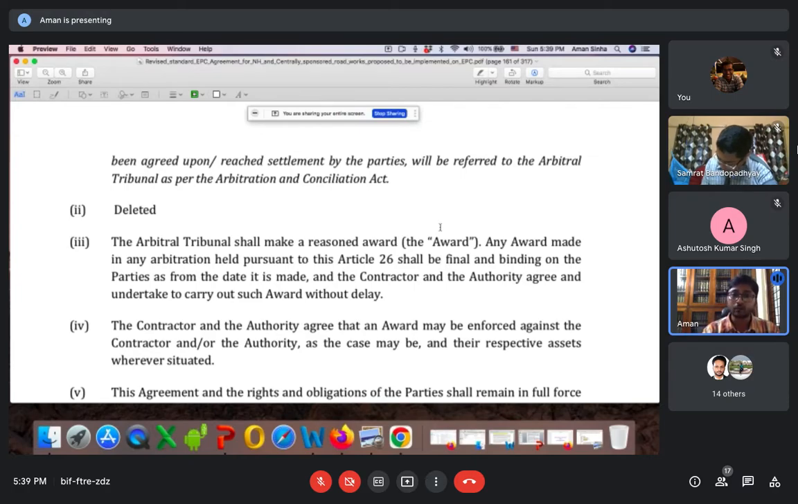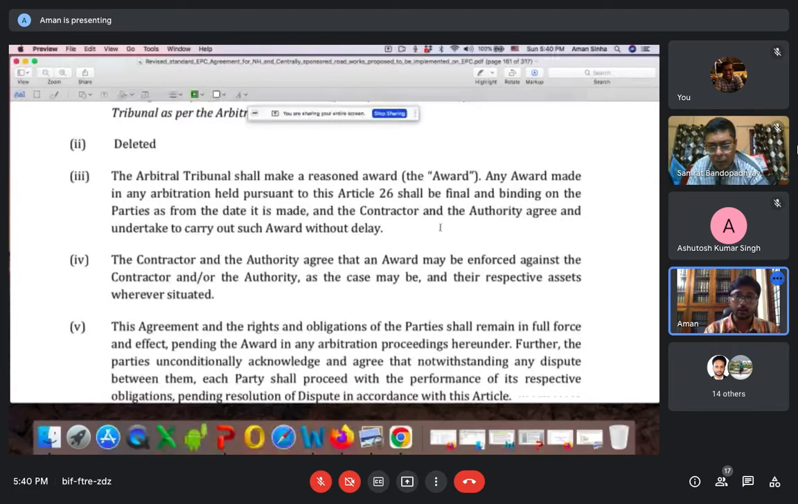So if I give a sole arbitrator's name, supposedly, this person will be acting as the sole arbitrator, or this person is my nominee. So I have to give these credentials also, as per Schedule 6 of the Arbitration and Conciliation Act.